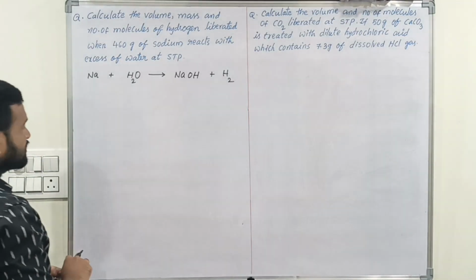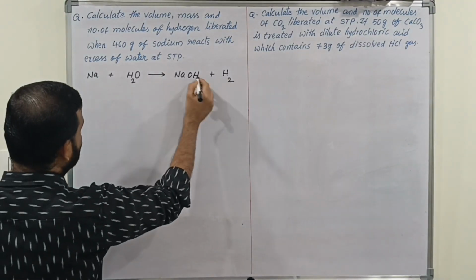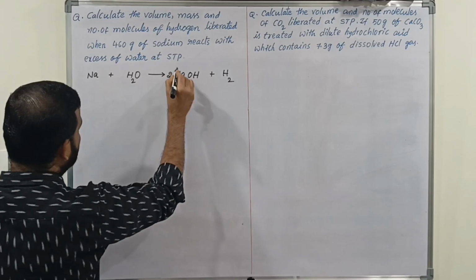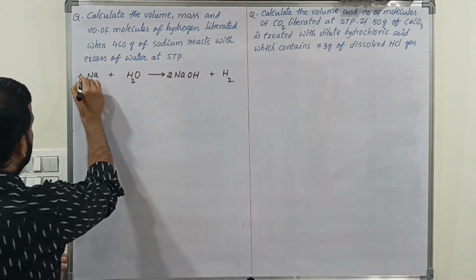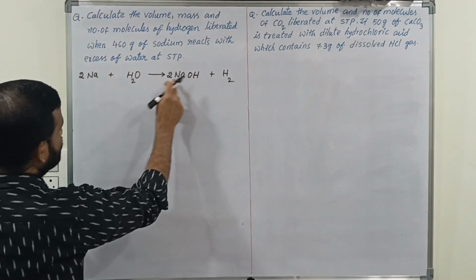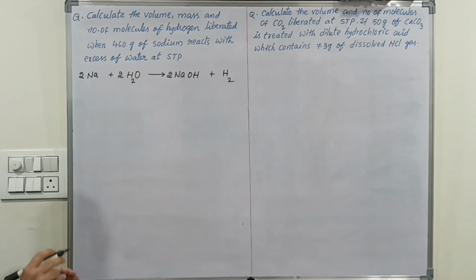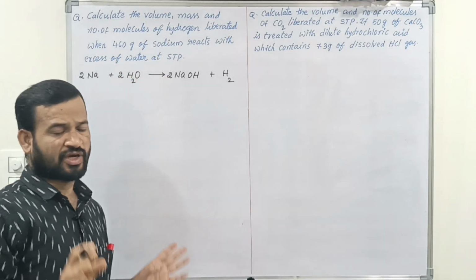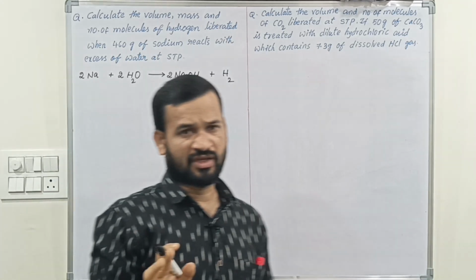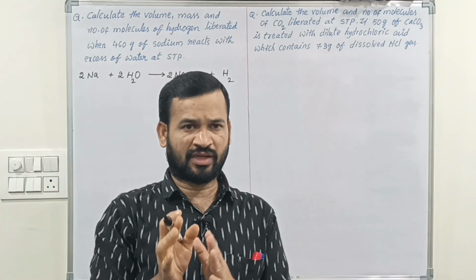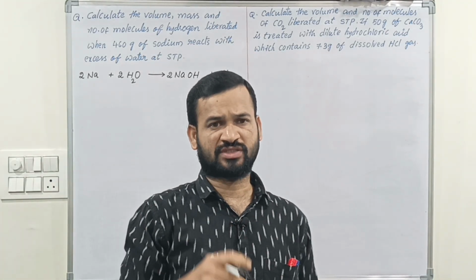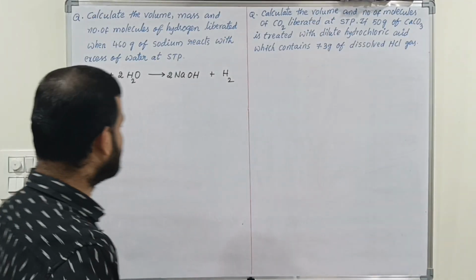So we have to balance this equation. Here 2, here 1, 3 hydrogens. So we had better take 2 moles. So 2 sodiums, here 2 sodiums. Here 2, 4 hydrogens, here we should take 2 moles. So it is a balanced equation. How to balance the chemical equation? If you want to learn, please watch the previous video.